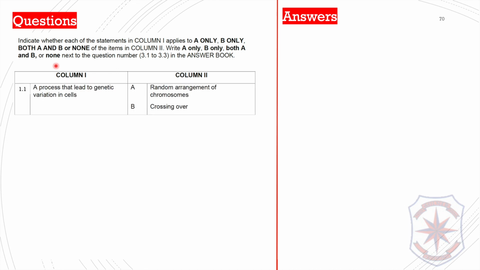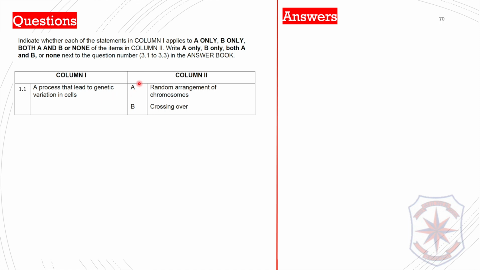Let's look at the questions. Now, how you answer these type of questions relates to how you answer multiple choice questions, okay? So you read the description and then you eliminate the option that does not apply to the description. You eliminate the option that you are sure does not apply to the description in column 1 to maximize your chances. So the more you eliminate, the better chances of you getting it correct.